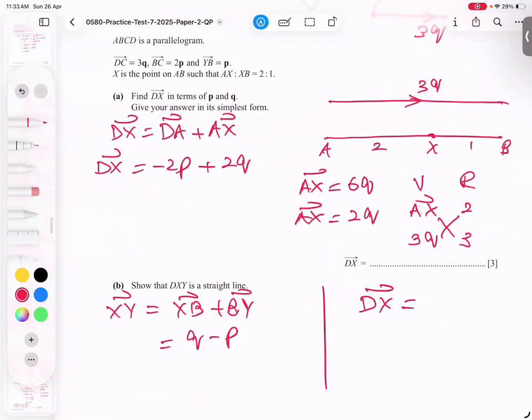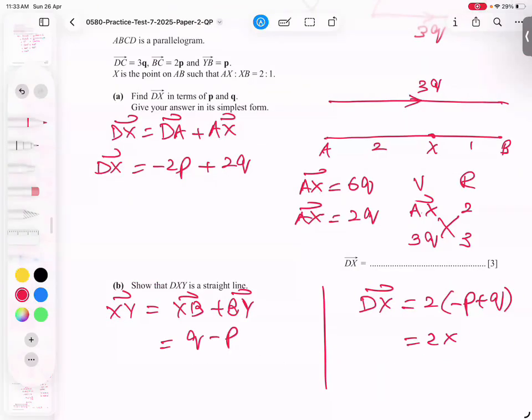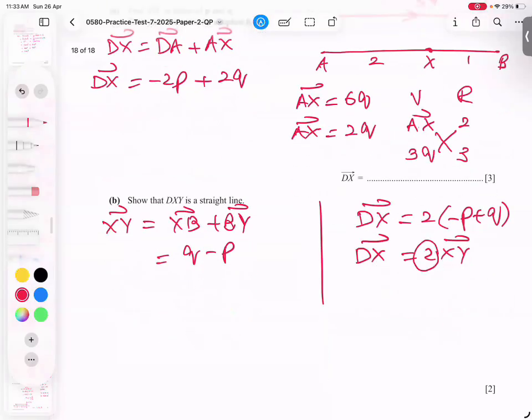DX is equal to, take 2 common from both, I got negative p plus q. If you look carefully, this q matches, this minus p matches. So it means this is completely replaced by XY. And if we are able to finish this one, it means that whenever we have any number, positive or negative, we can say that D, X and Y lie on the same line. Or you can say, yeah, this is a straight line.